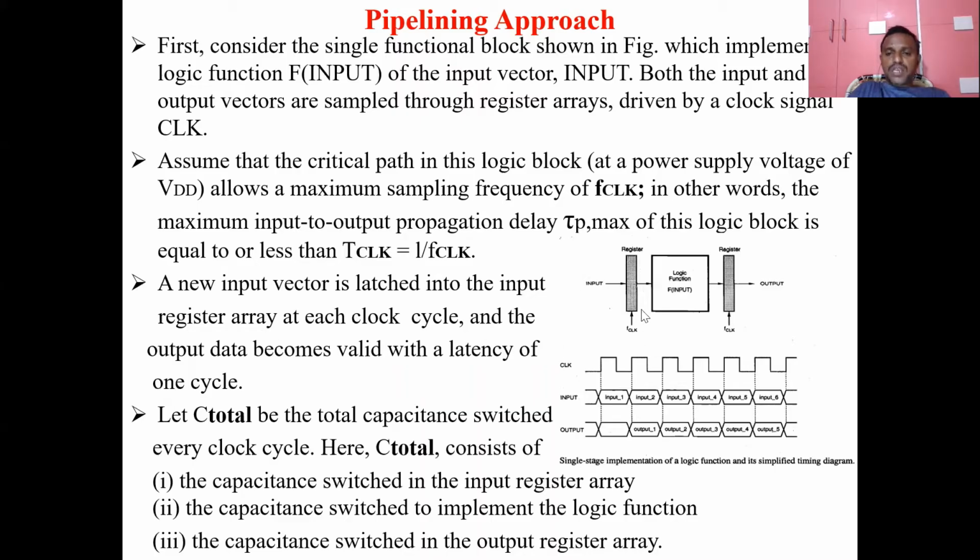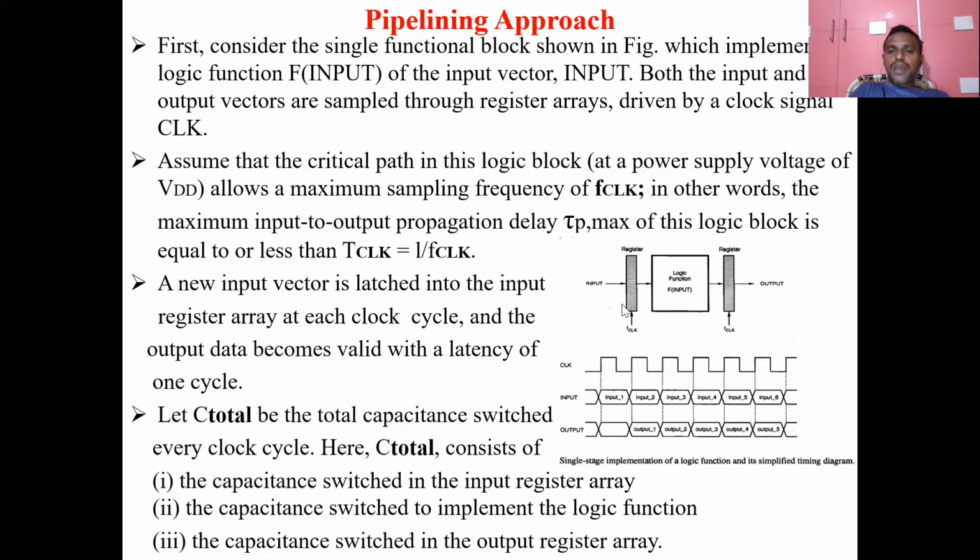For every clock cycle, I am applying input 1. Suppose after the clock cycle, I apply another input, input 2. Like that, a new input vector is latched into the input register array at each clock cycle, and the output data becomes valid with a latency of 1 cycle.